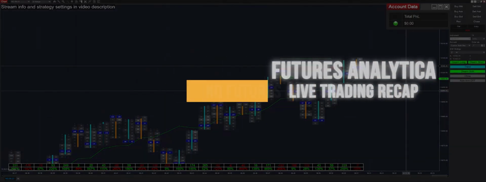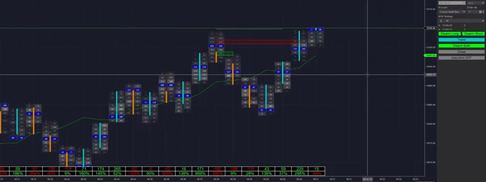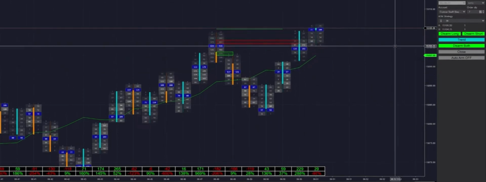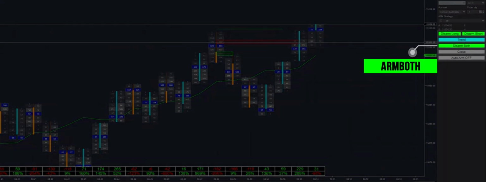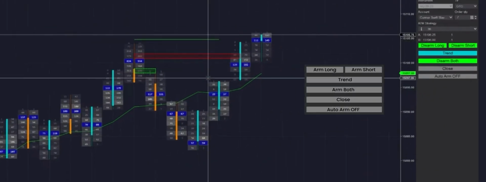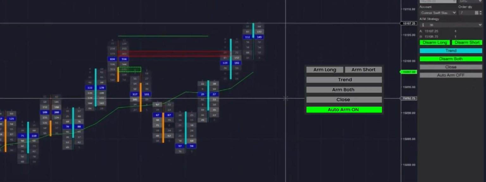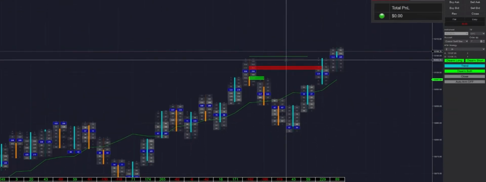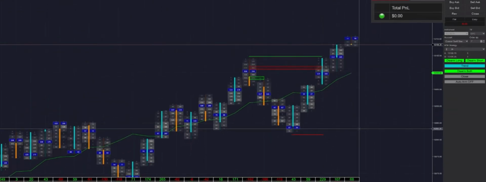We are trading NQ futures and we are a little bit after market open here. We're actually going to be starting it with just a regular arm, both in trend mode. We're trying to catch this breakout here. You actually could also use auto arm for this exact same purpose, but we're trading off of this absorption line that just formed, as well as this green support and resistance line.